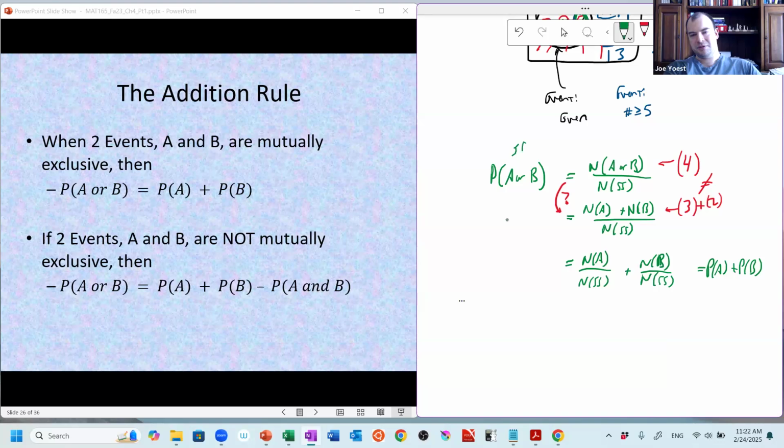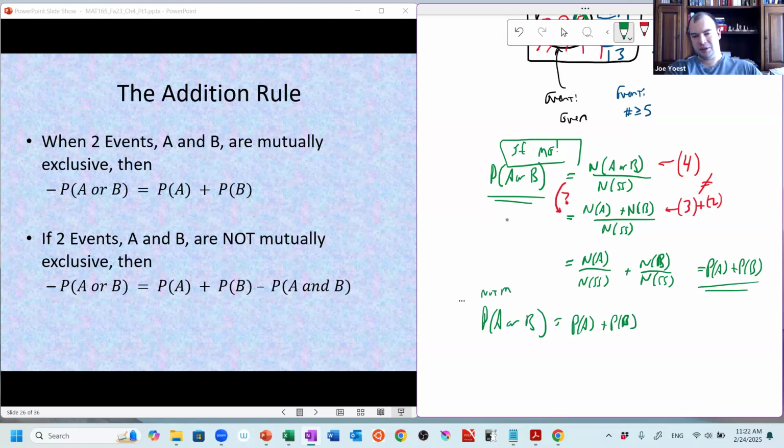So this works if mutually exclusive, if there are no outcomes in common between the two events. But if we're not mutually exclusive, this or kind of still turns into a plus. But if I just left it here, if we're not mutually exclusive, we would have counted the outcomes in the overlap between A and B. The outcomes that are in A and B, we would have counted them twice. So I can't just leave it here.